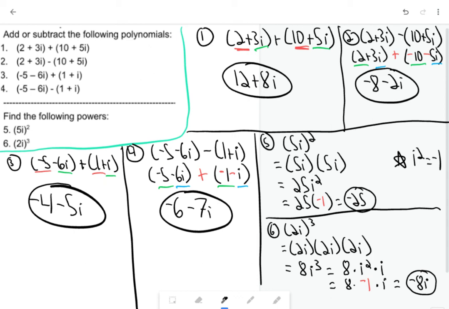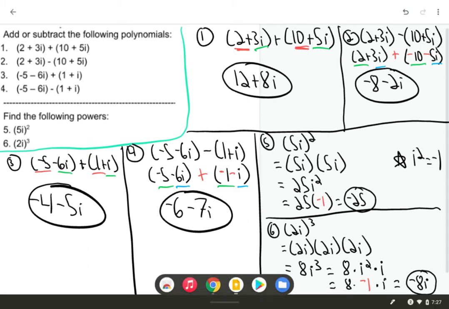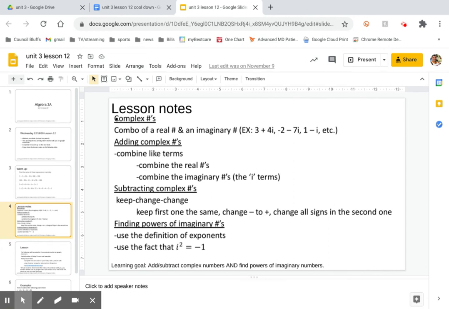On your cool down today, you're going to see an example like this where you cube an imaginary number. The way we do that is we have to get a little creative with how we break apart the cube term. I broke apart the cube term as i squared times i, which is perfectly legal because those are equivalent expressions. That allowed me to use the fact that i squared is equal to -1. That is it for lesson 12.